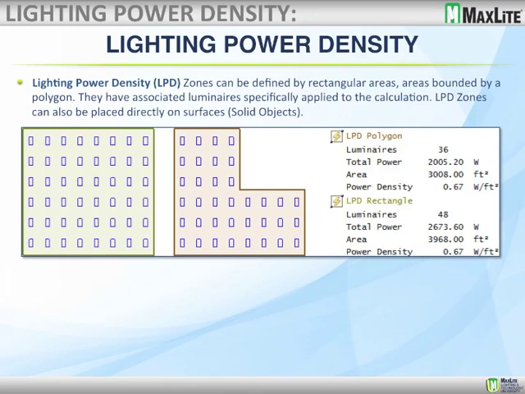Well, it's pretty much the same. Power density, as it is called in AGI 32, is lighting power density, LPD. It takes into consideration the fixtures and the amount of power used, the watts. You divide that by the area, and that's how you get your power density, or watts per square foot.